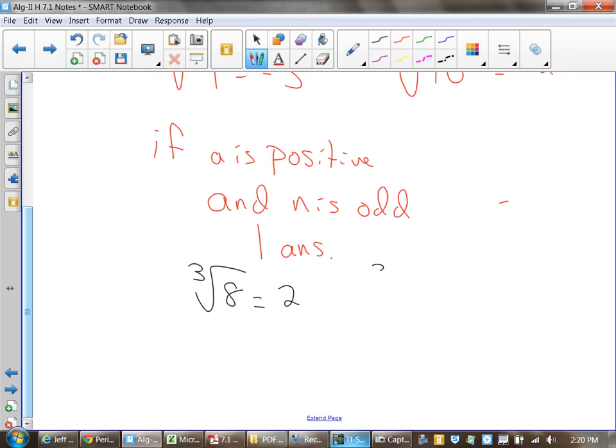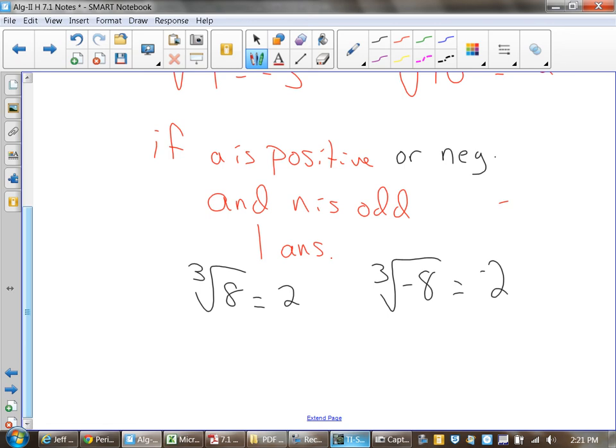But it also means that if I take the cube root of -8, what do I get? Negative. So what do you think my rule is going to be if a is negative and n is odd? One answer. So I'm just going to add that in now. I just wanted to show you that is a real easy example with the cube root of 8. And then the last one is if a is 0, how many roots are you going to have? 0. 1. It's pretty easy.